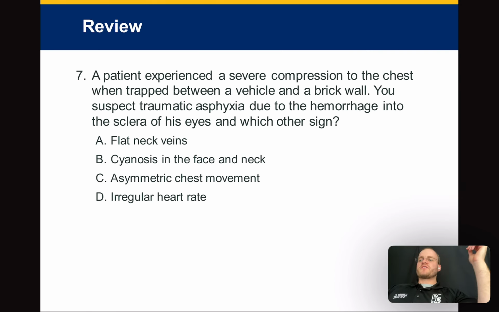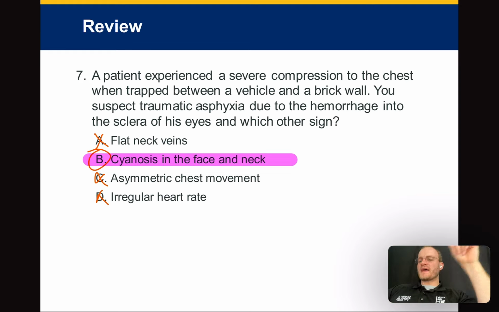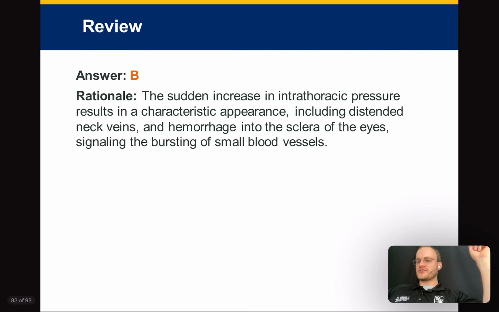A patient experiences severe compression to the chest wall when trapped between a vehicle and a brick wall. You suspect traumatic asphyxia due to the hemorrhage into the sclera of the eyes. Which other signs? They will have engorged neck veins. They will have cyanosis in the face and neck. An irregular heart rate, you might see that, but that's not the dead giveaway. It's the cyanosis, okay?